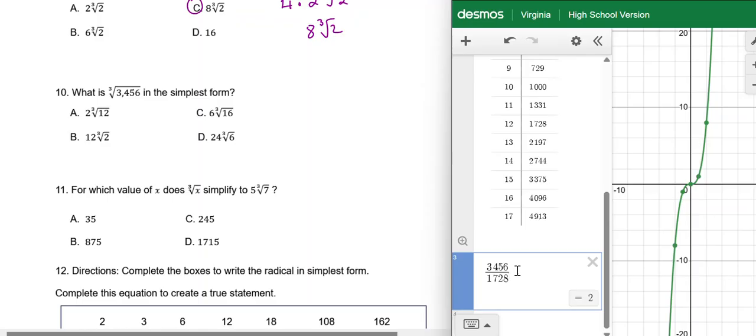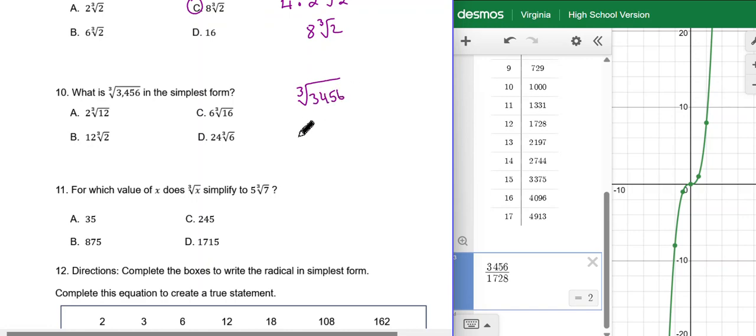So let me just write it out here. So cube root of 3456 is the same thing as cube root of 1,728 times cube root of 2. So what is the cube root of 1728? Well, it's 12, because 12 times 12 times 12 is 1728. So that's just 12. And then you have cube root of 2. And that's that.